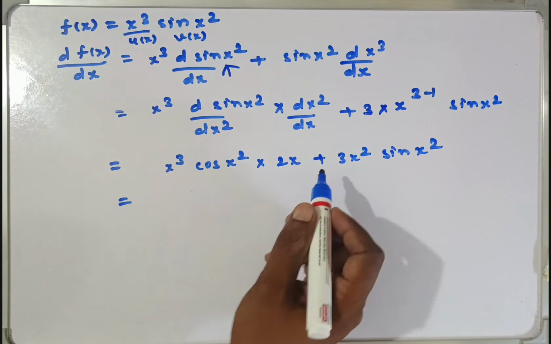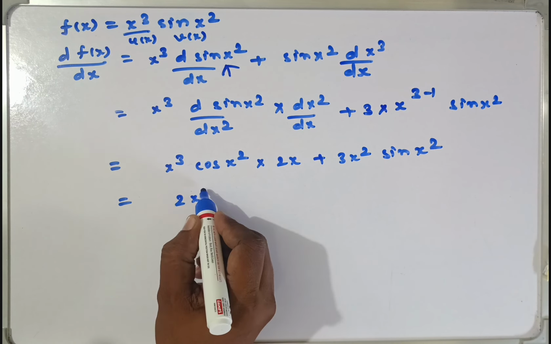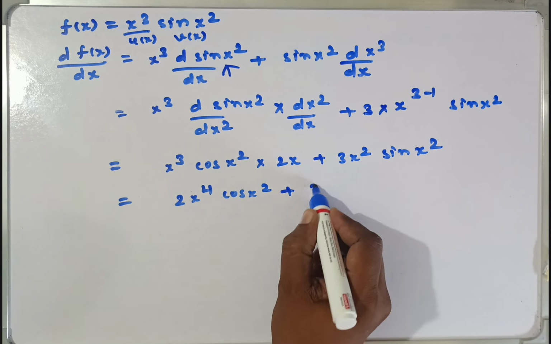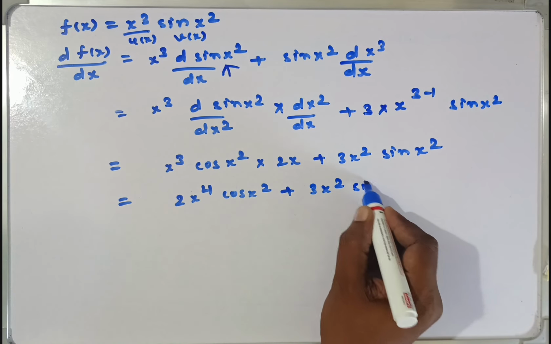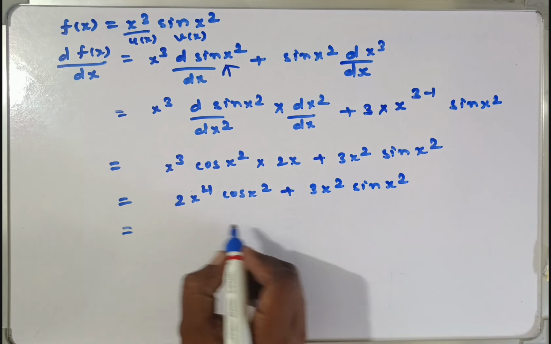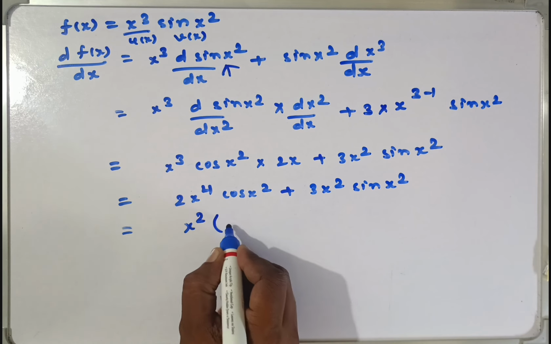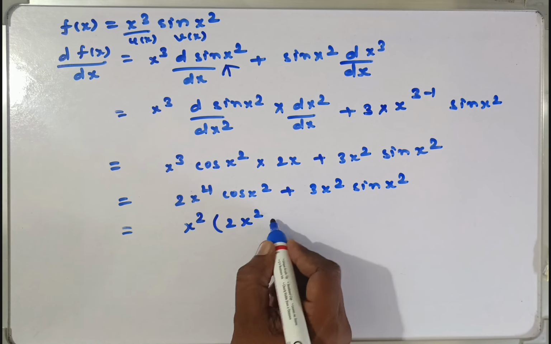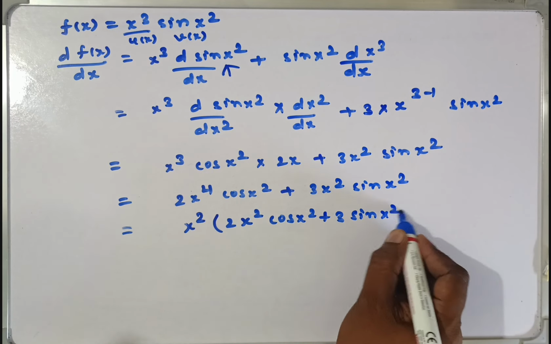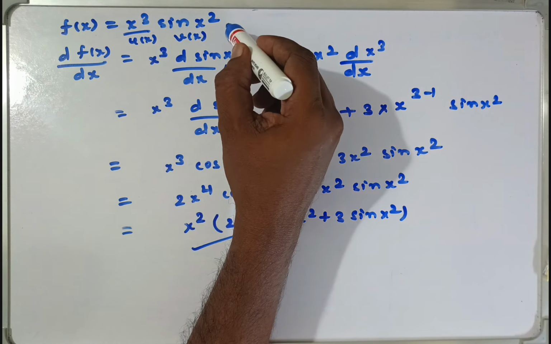So guys finally you can write it as 2x to the power of 4 cos x square, then plus 3x square sin x square. So if you want to make a further simplification, you can take x square common, then it becomes x square times 2x cos x square plus 3 sin x square. Okay, so this one is the solution for the derivative of this one.